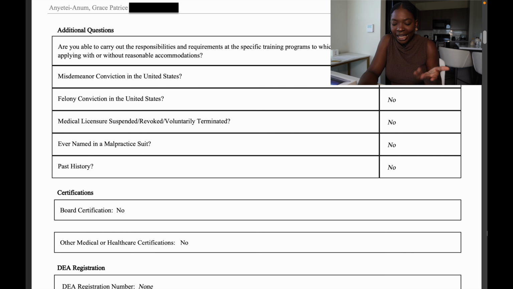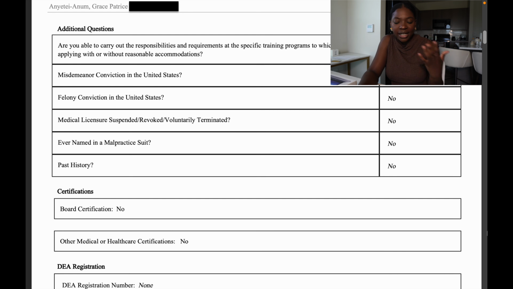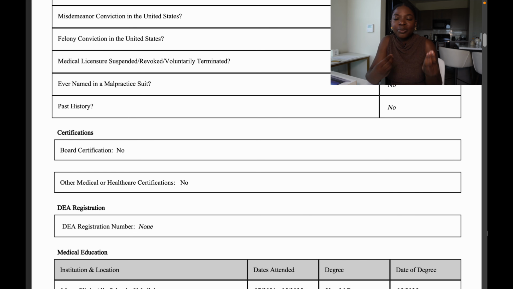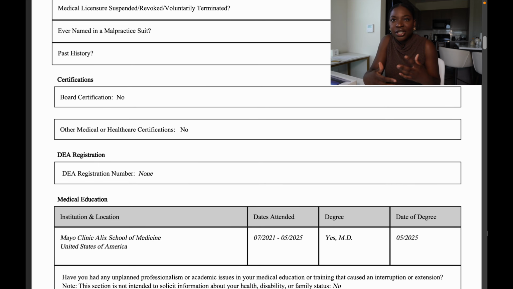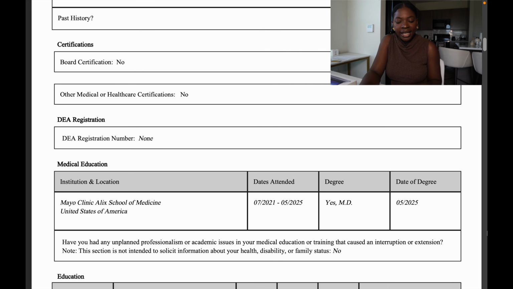However, now I have to do DEA registration as a resident, and that's about prescribing opioids and stuff like that. So you need to get registered and get a number and yada, yada, yada.